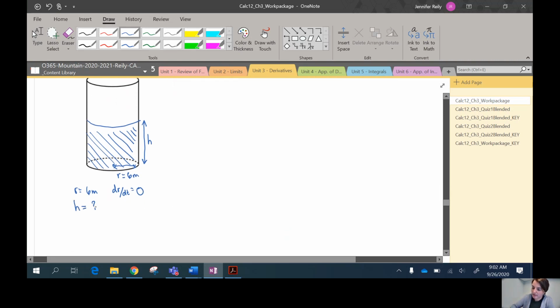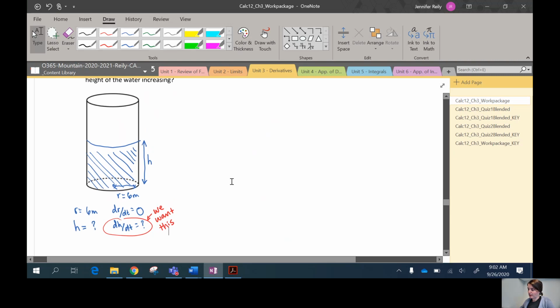Height of the water, they don't tell us. So I'm just going to leave that out for now. But they do say that this is what we want to find out. We want to know the rate at which the height is changing.